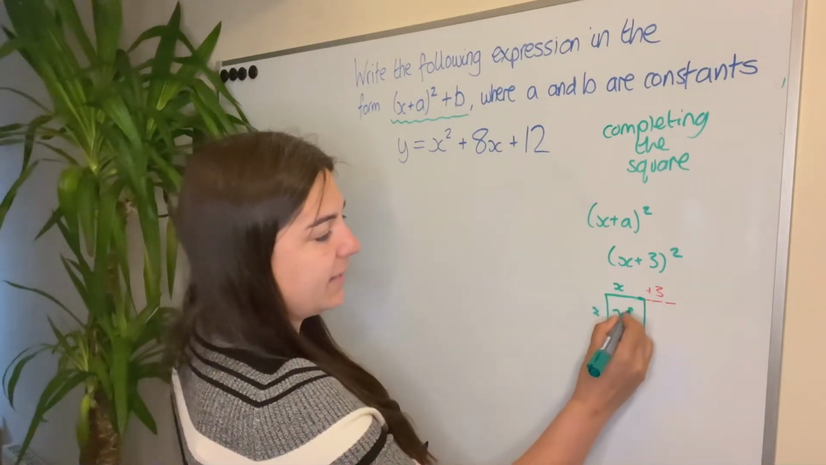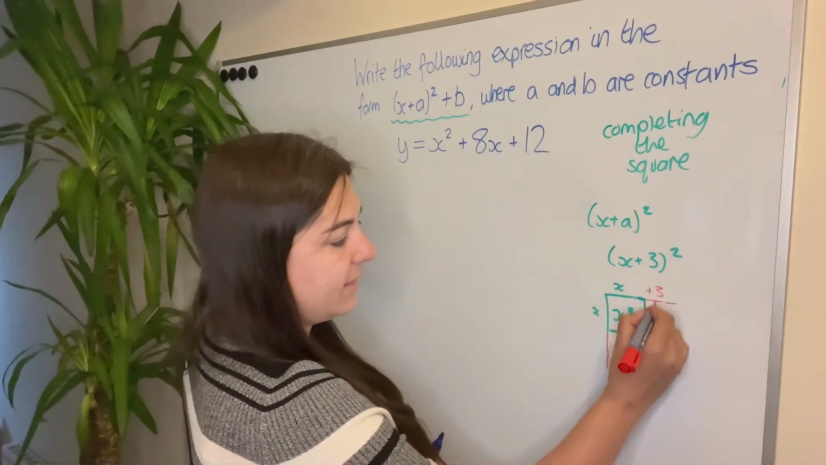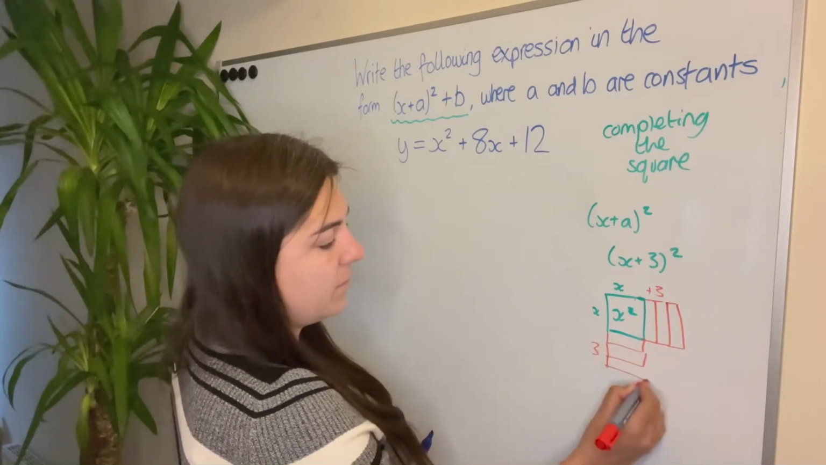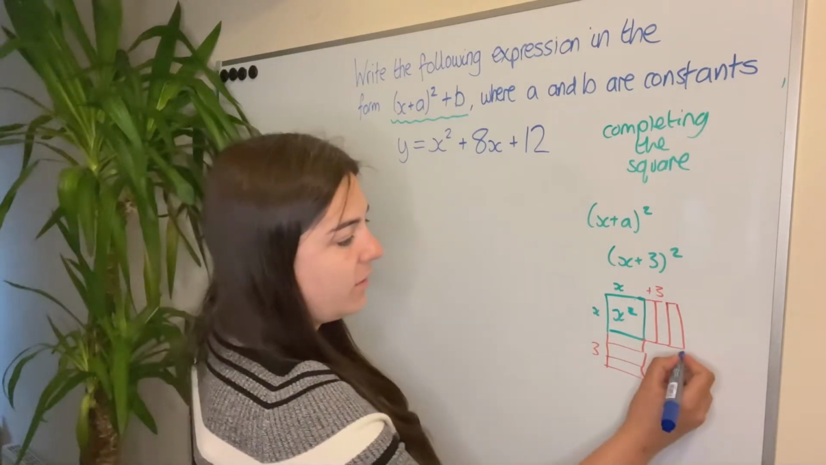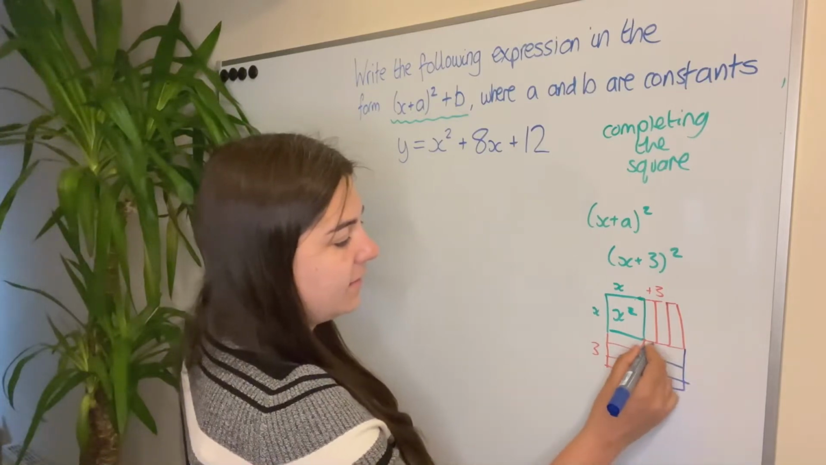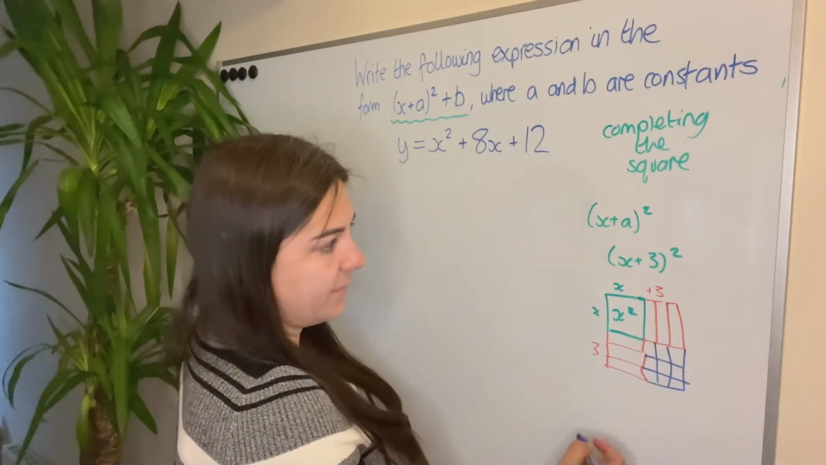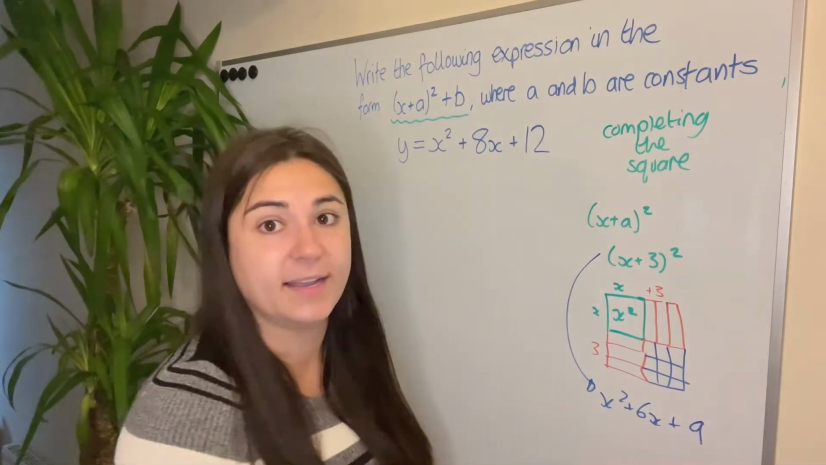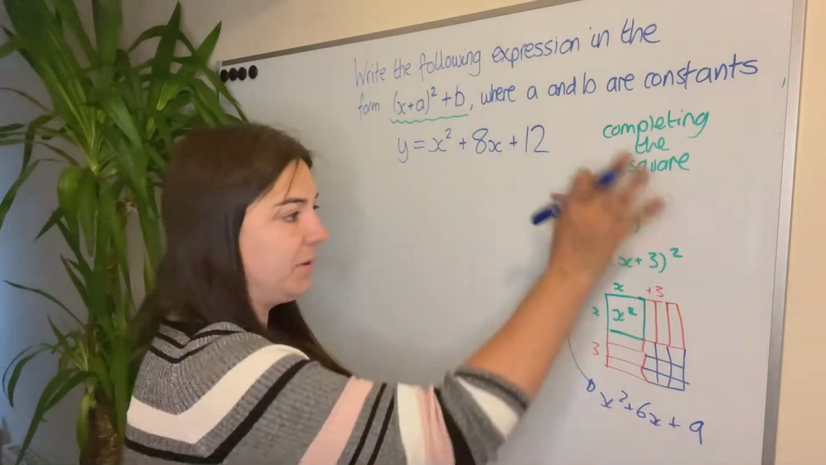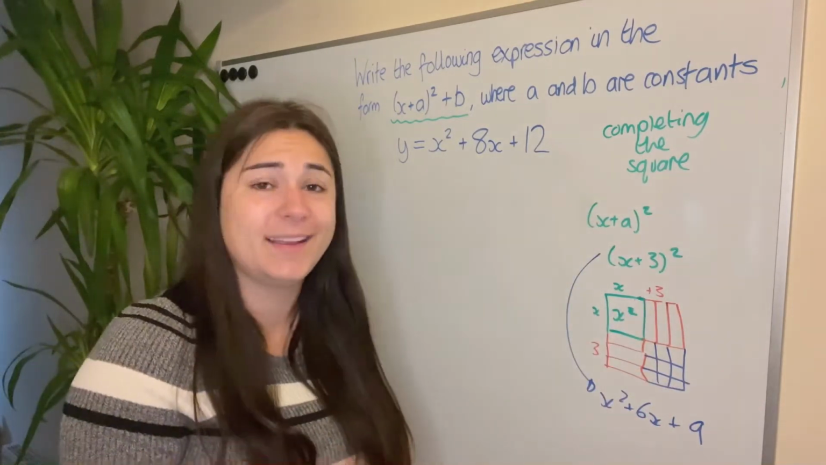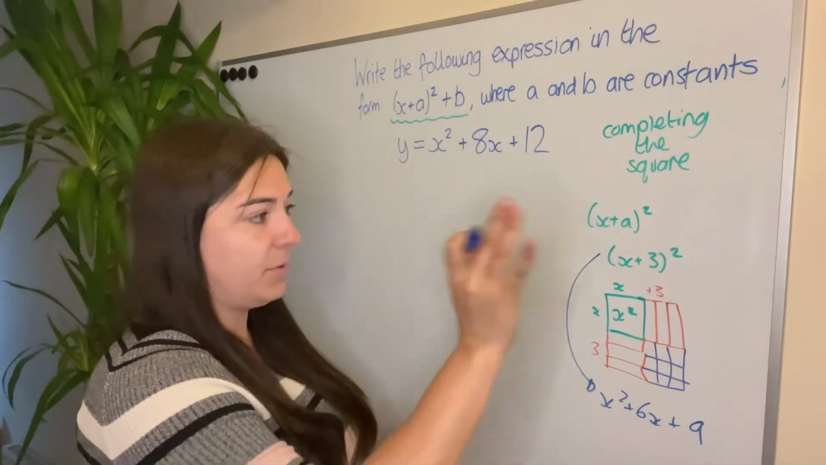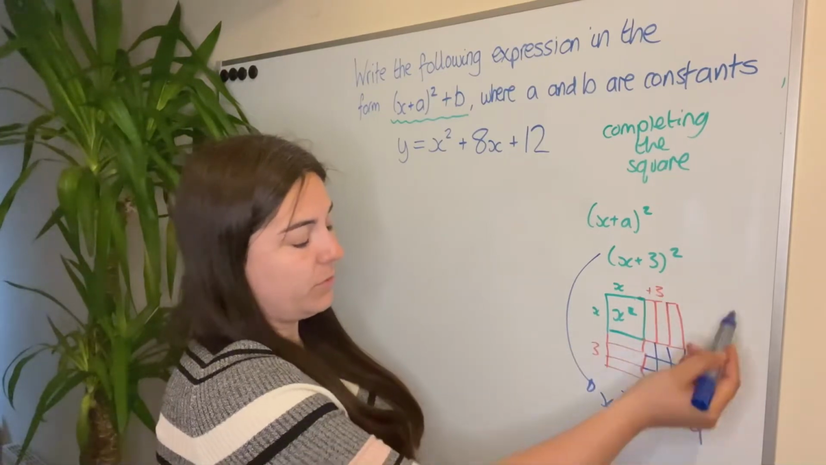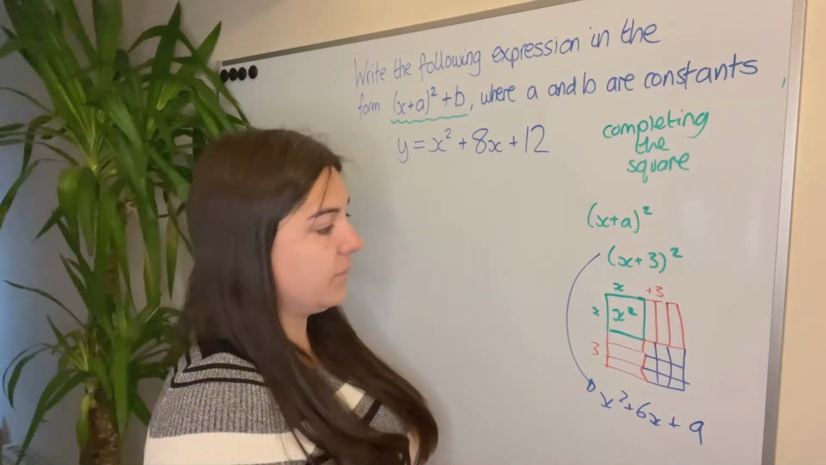So x times x would give me x squared. 3 times x would give me 3 lots of x, and here the same, 3 lots of x, and then over here I would get 3 times 3, which is 9. So if I expanded that, I would get x squared plus 6x plus 9. Now, if this isn't seeming familiar, then go back and have a go at expanding brackets and practicing a perfect square. But hopefully you know that when you're expanding double brackets, you can draw it as a square, and that's why we call it completing a square.